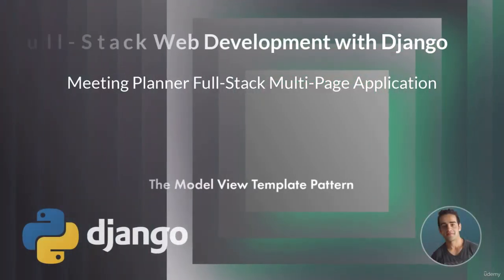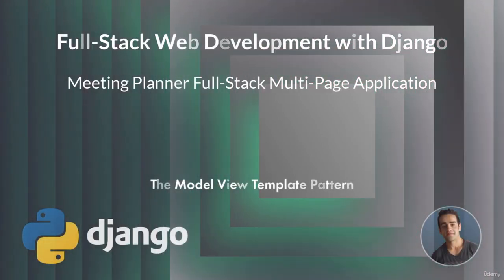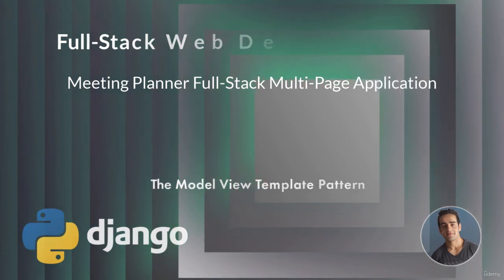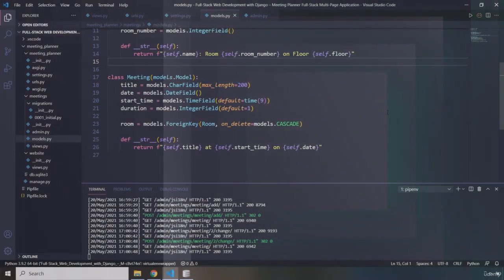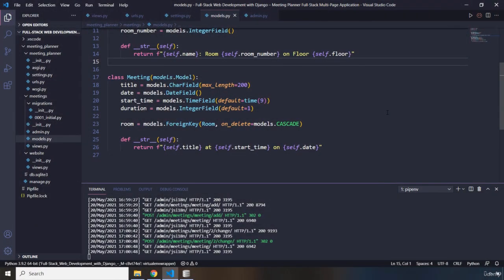Hi everyone, in this lecture we're going to talk about the model view template pattern. Just about every modern web framework, and that includes Python web frameworks, follows the same basic pattern called model view template or model template view. You can see this as a set of best practices for how to organize our code.